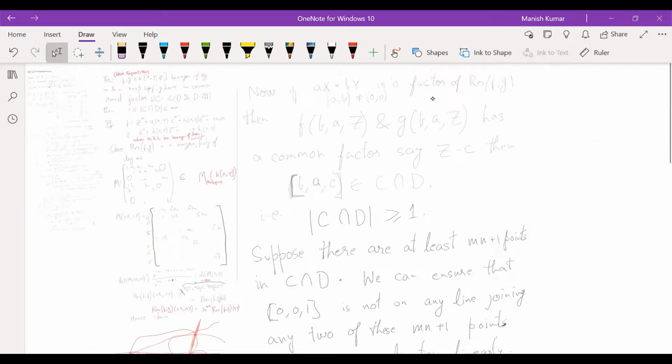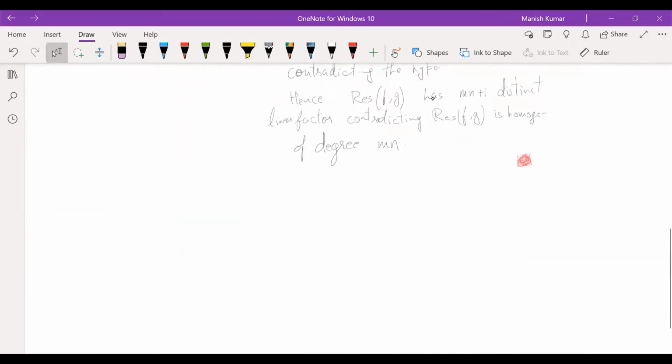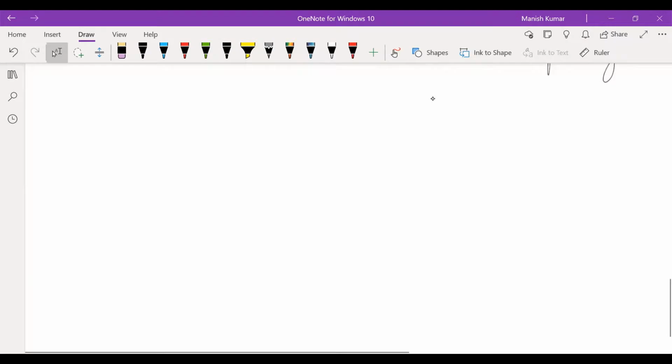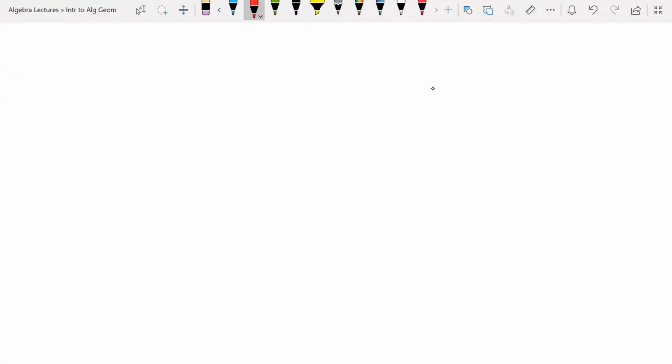I'll define this for you here, but I'll define it using some examples so that it makes sense. The multiplicity of a point of intersection is sort of a local concept. So we don't have to look at the whole projective picture. We can look at it in the affine system itself.